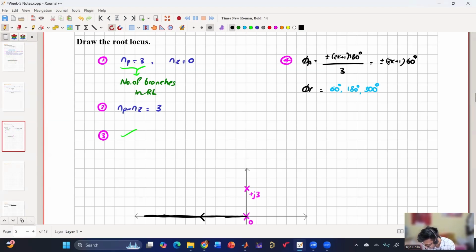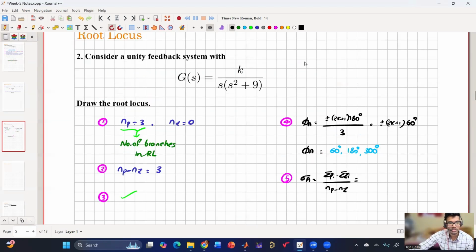So this is the angle of the asymptotes. But what is the intersecting point? That is given by sigma A, which is nothing but summation of poles minus summation of zeros, divided by number of poles minus number of zeros. So can you tell me what is this value sigma A for this question?